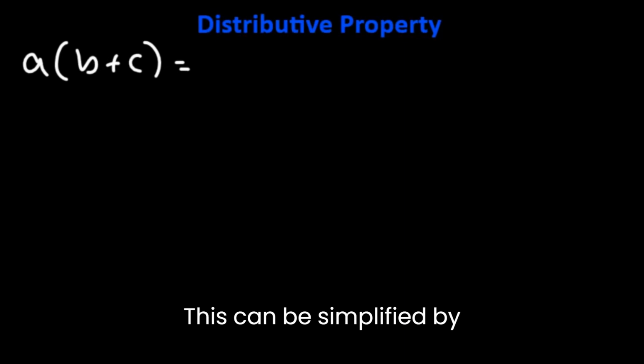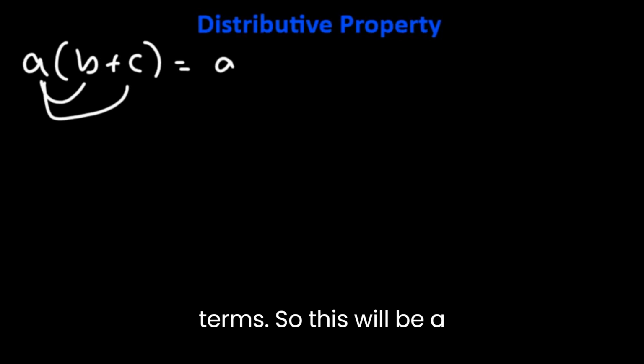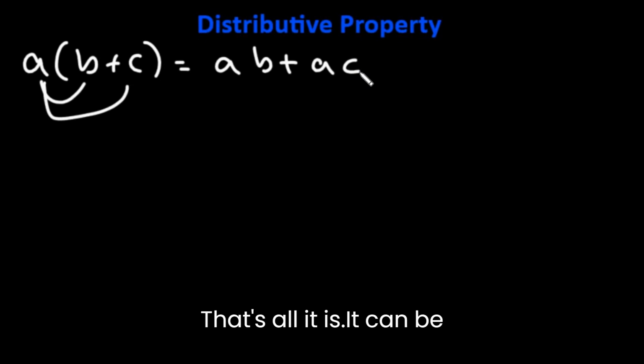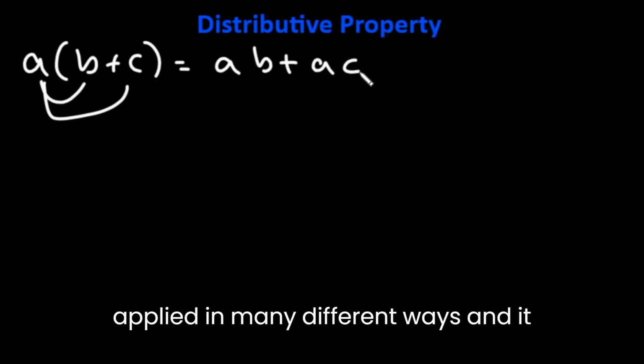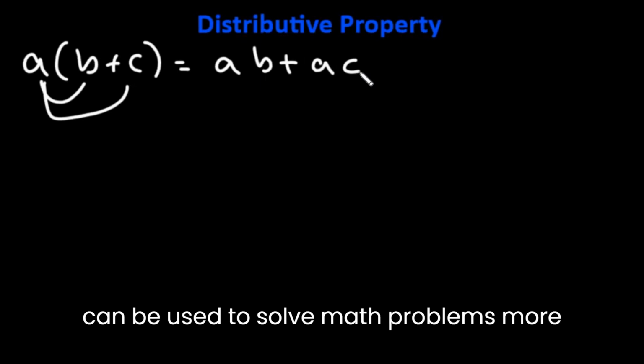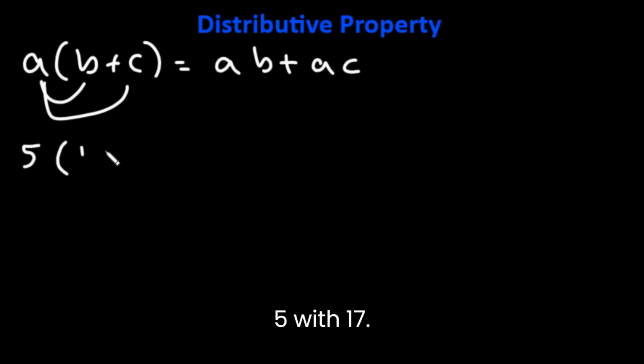This can be simplified by multiplying the a to both of these terms. So this will be ab plus ac. That's all it is. It can be applied in many different ways, and it can be used to solve math problems more easily. Let's say we want to multiply 5 with 17.